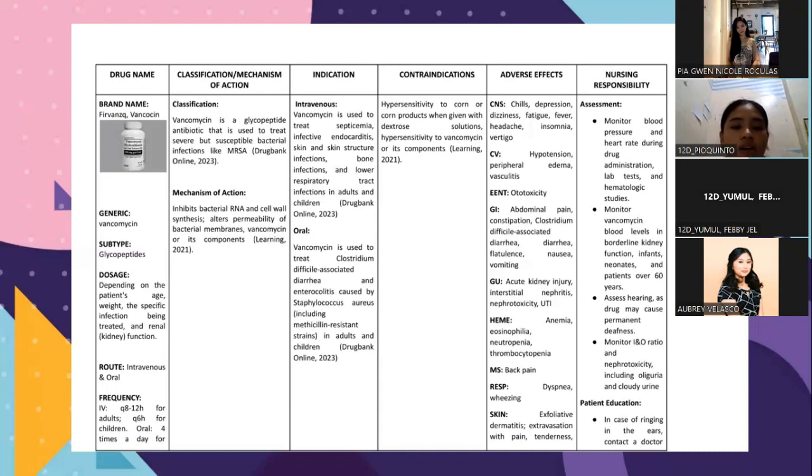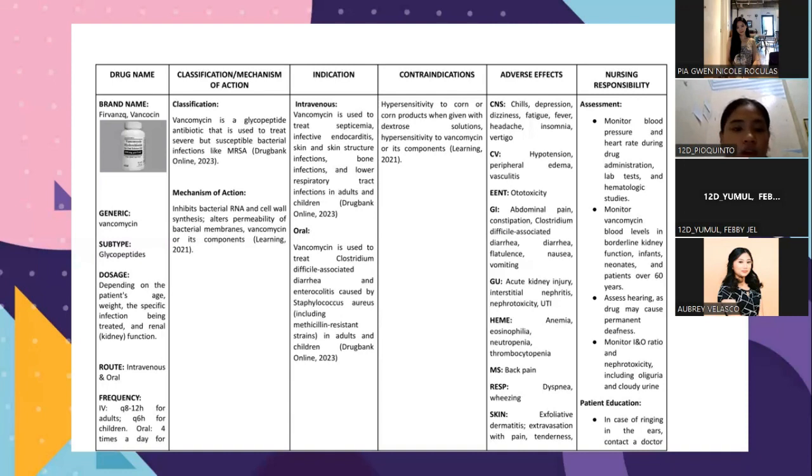So in the contraindication of this drug, vancomycin should not be administered with dextrose solution. It is contraindicated in individuals with hypersensitivity to corn or corn products. When vancomycin is administered, some formulations of vancomycin may contain corn-derived ingredients. So patients who have a hypersensitivity or allergy to vancomycin or any of its components should not receive this medication.